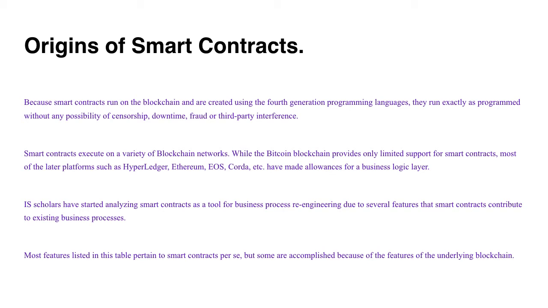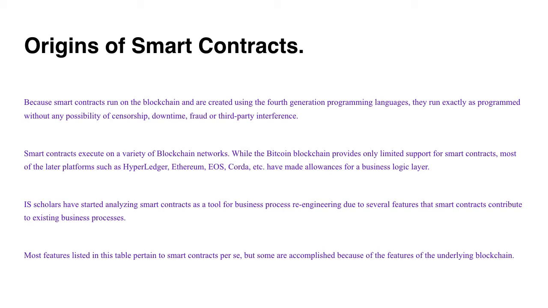Because smart contracts run on the blockchain and are created using fourth generation programming languages like Solidity, they run exactly as programmed without any possibility of censorship or downtime, fraud, or third party interference. Smart contracts execute on a variety of blockchain networks. While the Bitcoin blockchain provides only limited support for smart contracts, most of the later platforms such as Hyperledger, Ethereum, EOS, Corda, etc. (I have a list of about 40 of them with me) have all made allowances for writing a separate business logic programming layer.